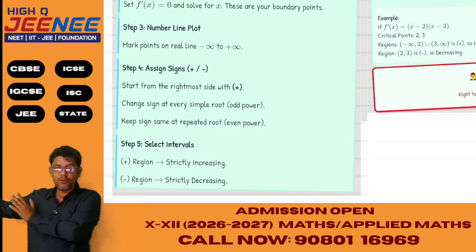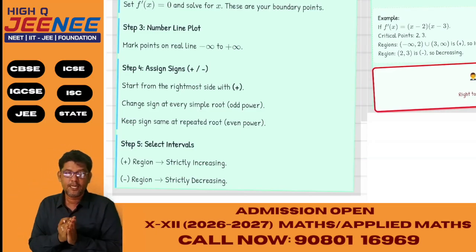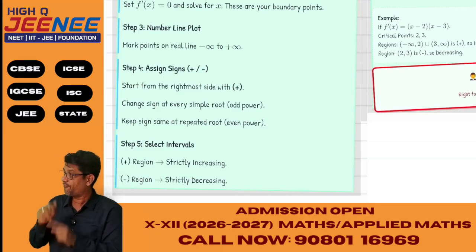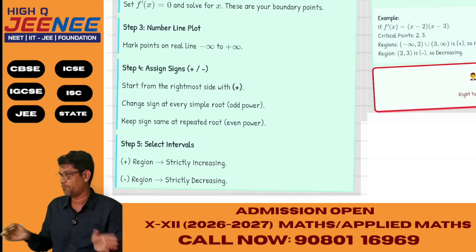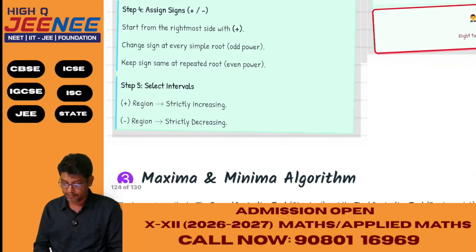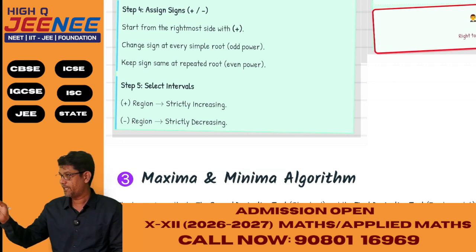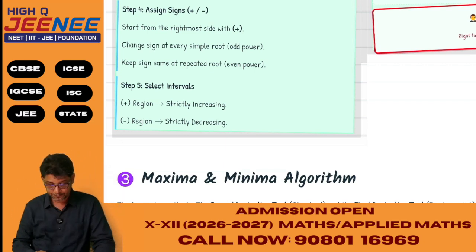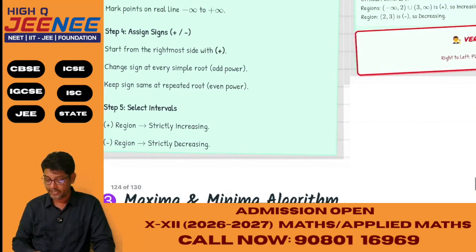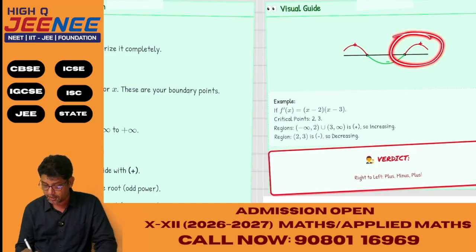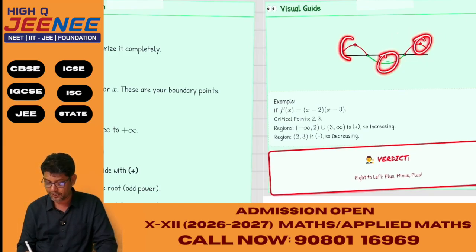Rightmost is always positive, and from there we change. But my suggestion is, take a point in the interval and substitute. Check from there; if you start the wavy curve, nothing goes wrong and mistakes will not happen. Keep the sign the same at a repeated root of even power. Otherwise alternate the sign, plus, minus. Wherever the plus region comes, it is strictly increasing. Where the minus region comes, it is strictly decreasing. Starting plus on the right side: plus, minus, plus.